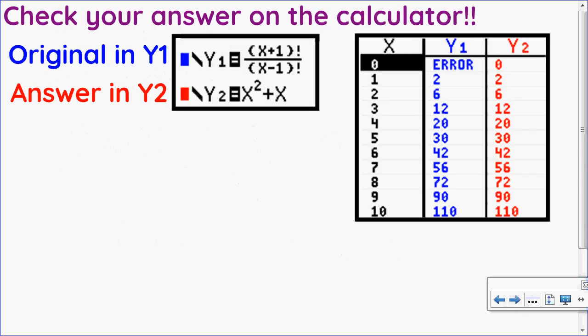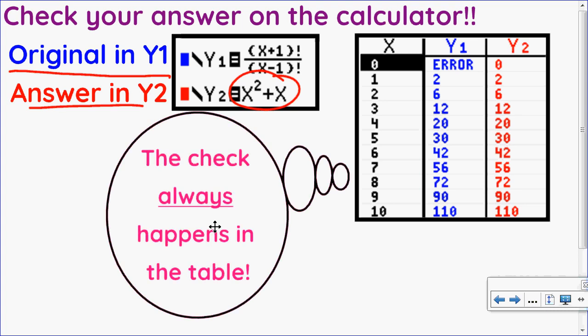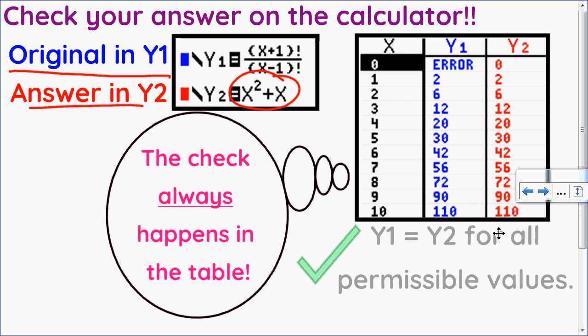Well, you can check anything that you do on the calculator. So in the original expression that I started with, n plus 1 factorial over n minus 1 factorial, I can put that one into y1. Then I put the answer that I just got into y2. Now, whenever you check anything on the calculator, the check always happens in the table. So I can see for all the permissible values, the ones that don't have restrictions, I see that y1 equals y2. So that tells me that I simplified it correctly.